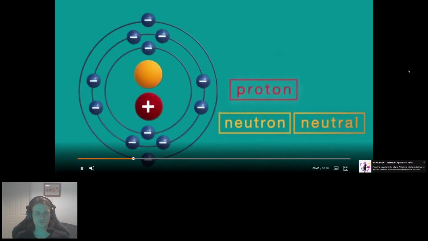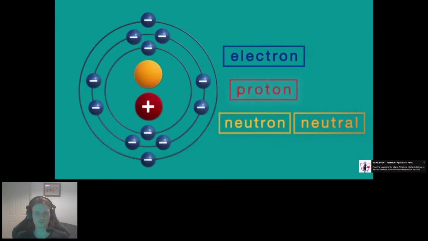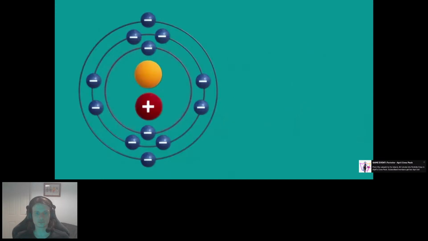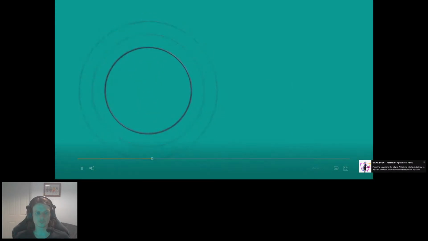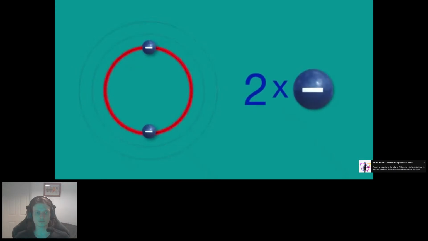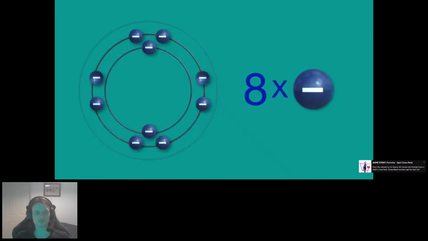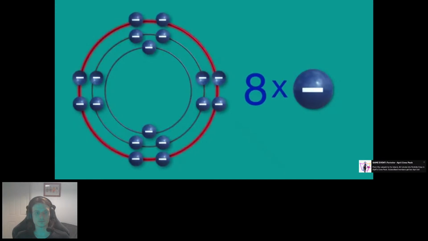Neutrons are neutral. Protons have a relative charge of +1, while electrons have a relative charge of -1. Each electron shell has a maximum number it can hold. The first shell can hold 2 electrons and is closest to the nucleus. The second shell can hold 8, and the third shell can also hold 8.